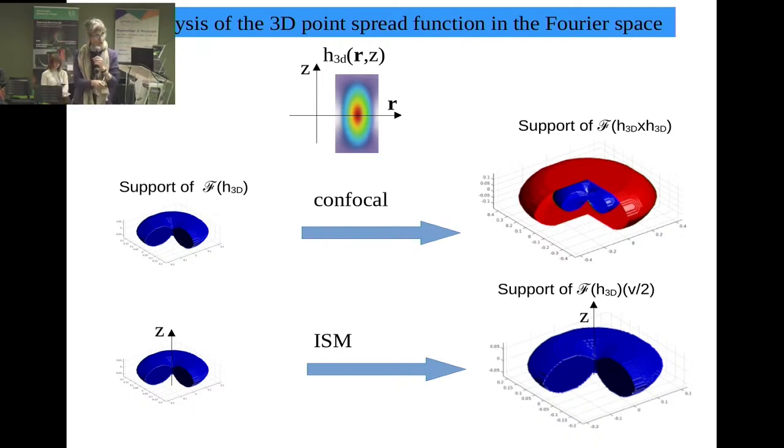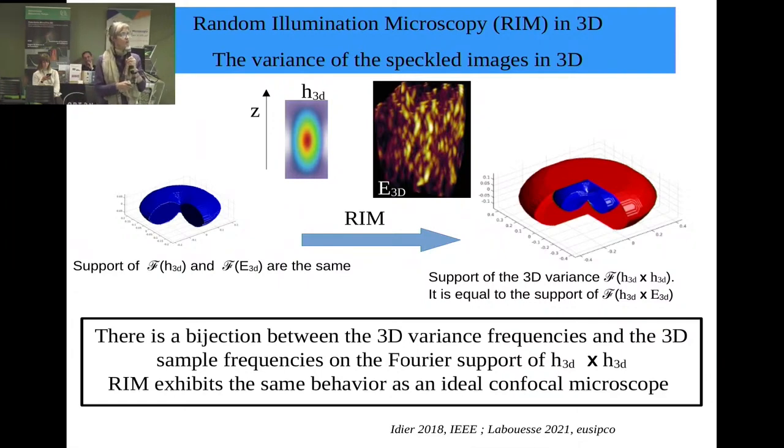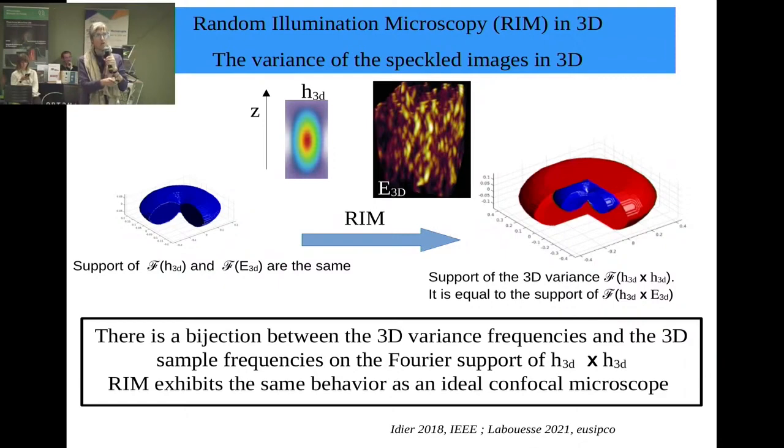So there is no optical sectioning in this case, okay? So what about RIM? Well, RIM, it's very simple. The Fourier support in 3D of your speckle is exactly the same, if there is no Stokes shift, as the Fourier support of the 3D point spread function. So our theorem applies, okay? It means that we are able to recover the object spatial frequency up to this enlarged confocal domain.